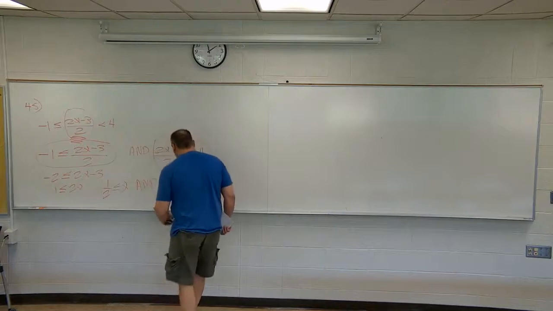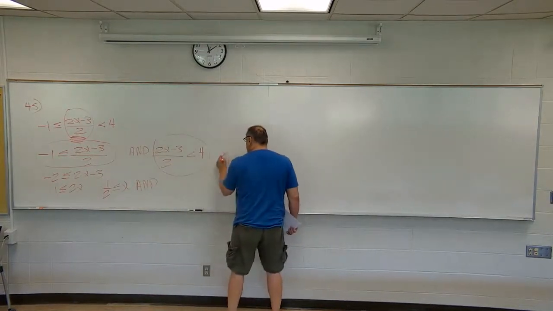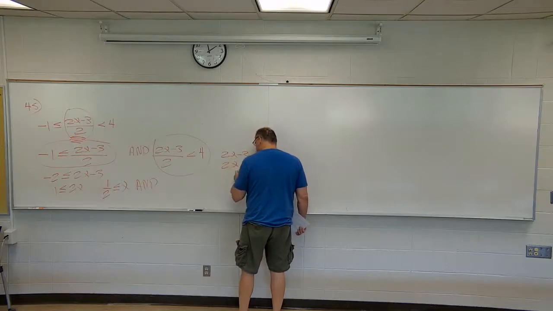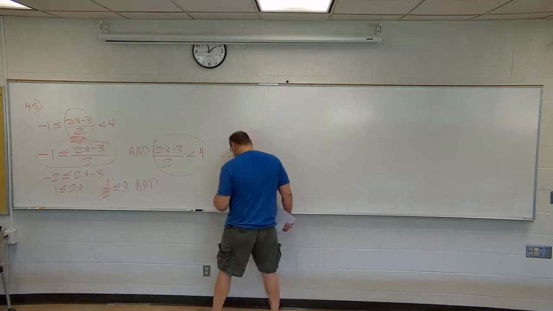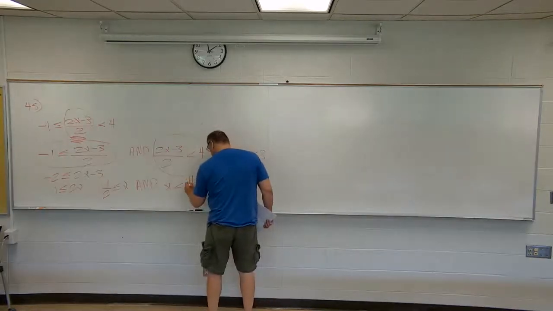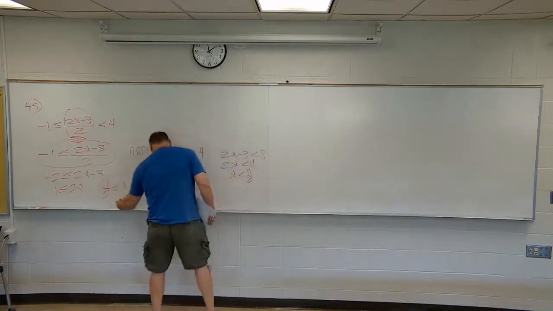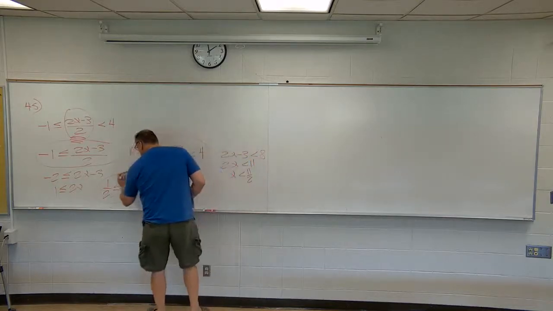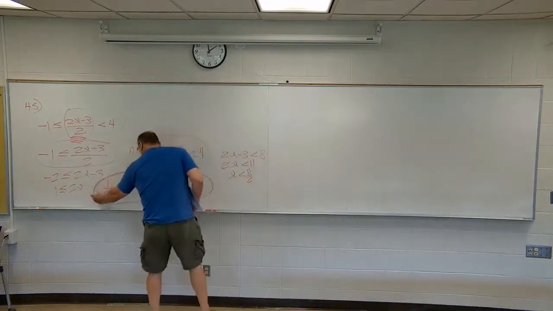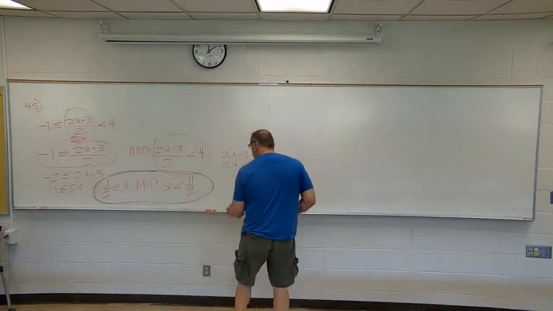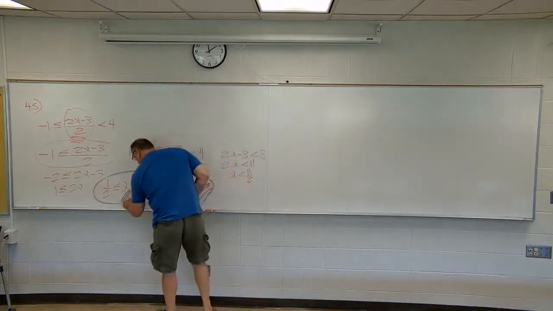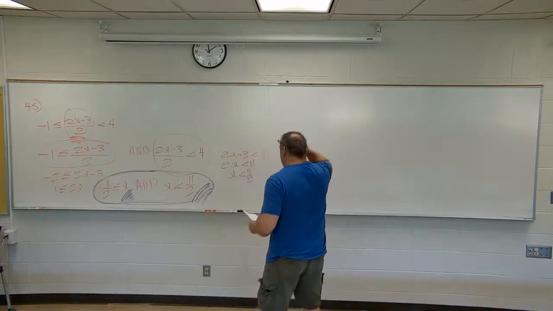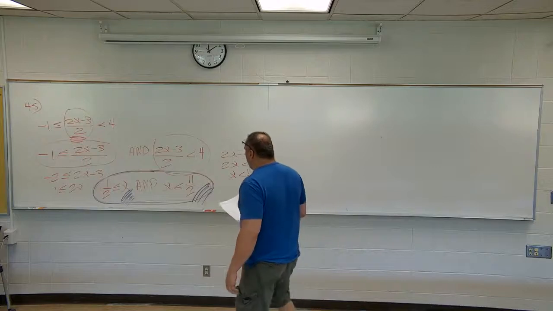And let's go for it right here. Let's multiply by 2 on each side, add 3 on each side, and divide by 2 on each side. There it is.